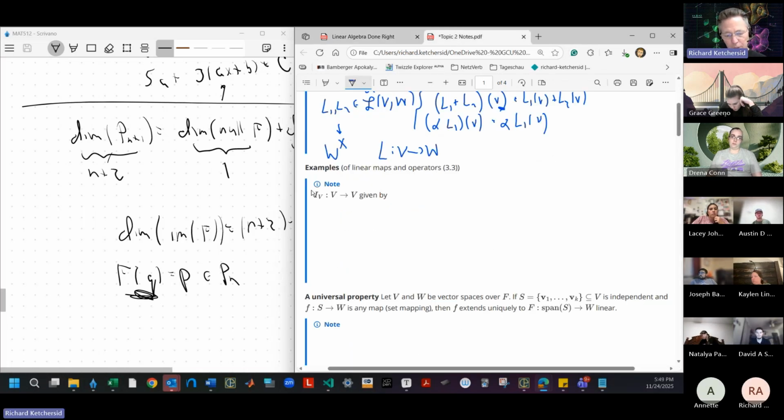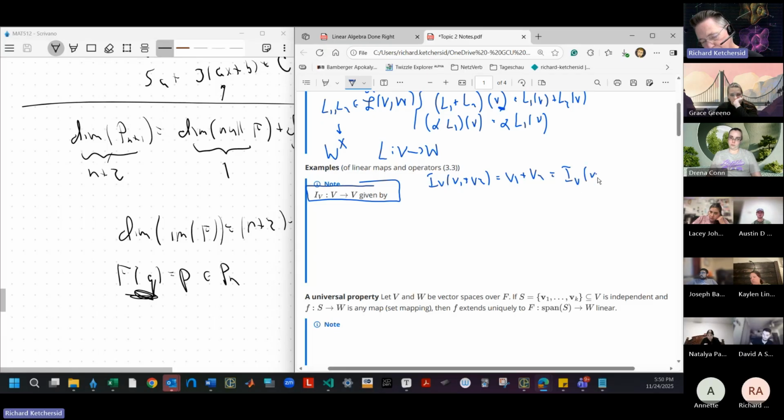What are some examples? So one example we're going to need is the identity map. The identity map is definitely linear. How would you show that? You would say, look, the identity map of V1 plus V2 is V1 plus V2, and that is the identity map on V1 plus the identity map on V2, because it's just not doing anything. So it preserves addition. Similarly, it preserves scalar multiplication.